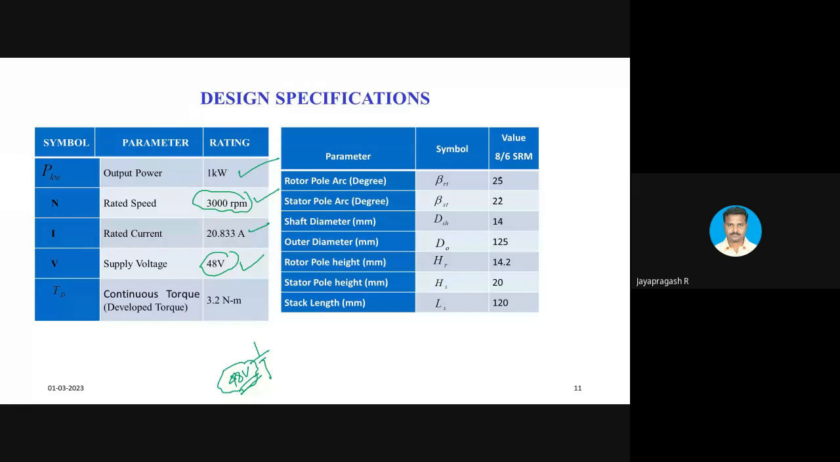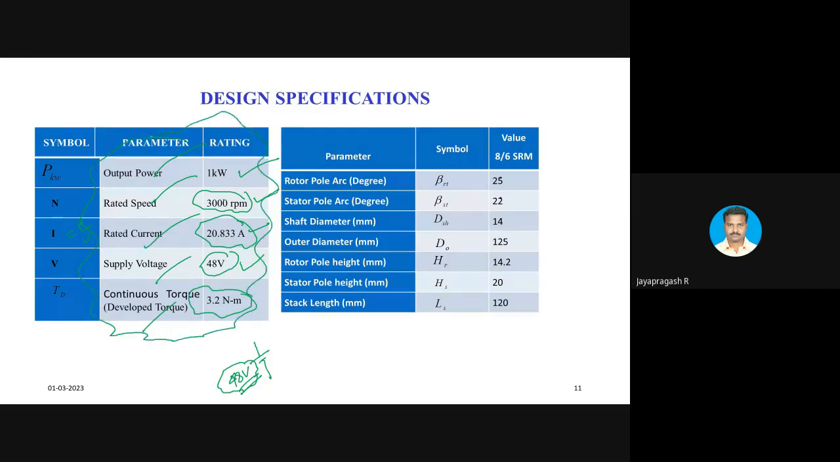So I is equal to P by V. 1000 divided by 48, you will get 20.833 ampere. Rated speed I fixed at 3000 RPM. I'll tell you why. The continuous torque we got from the previous calculation is 3.2 Newton meter. So by considering all these parameters, we obtained the electrical specifications of the machine.